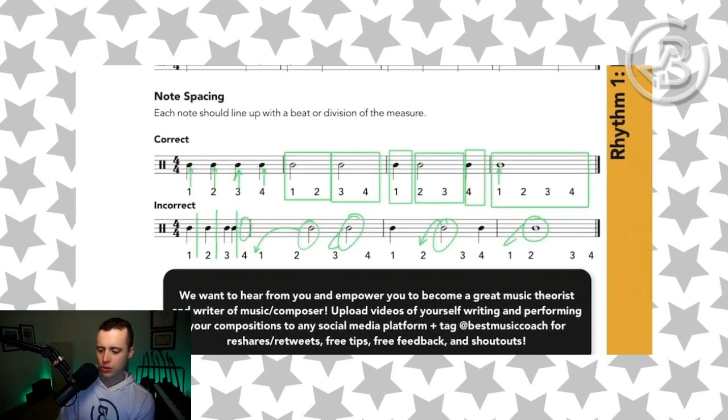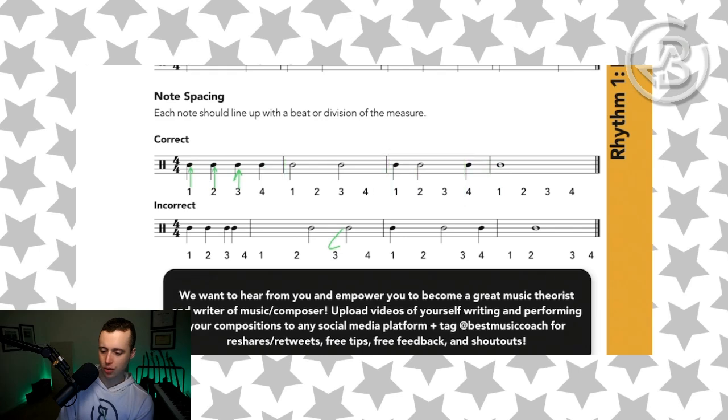So when you space your notes out correctly, in addition to making it super, super clear which notes go where, you actually show anyone who wants to play your music, or you make it easier for yourself to read your music, because you're showing the actual amount of time that each note takes in the measure. I will see you in the next lesson.